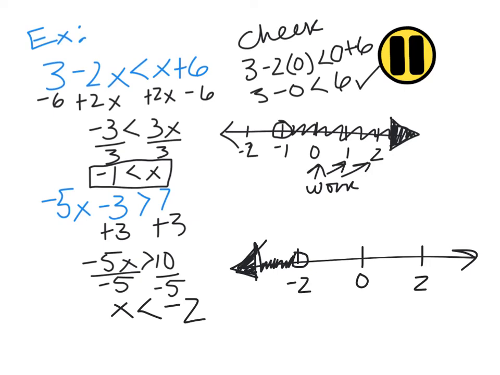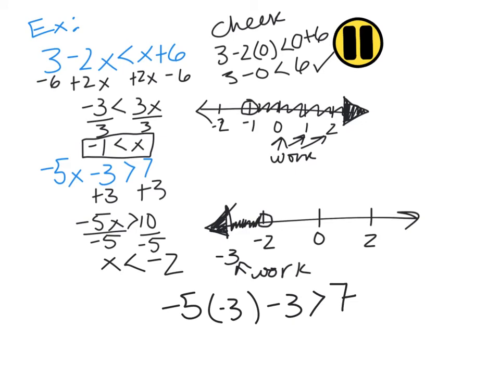And then I check. So if it needs to be less than negative 2, then let's say negative 3 should work. So I'll plug that in. Negative 5 times negative 3 is a positive 15. Minus 3 is greater than 7. Yes, it is. It works. That was my check.